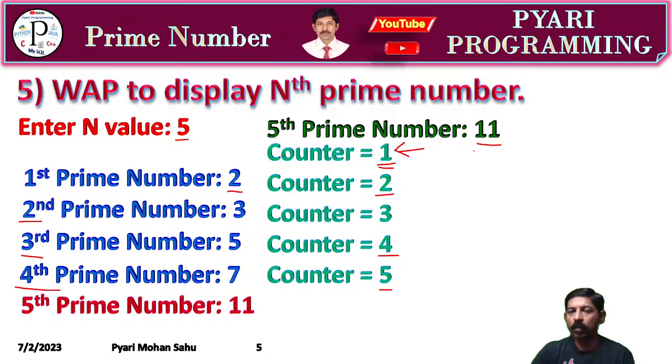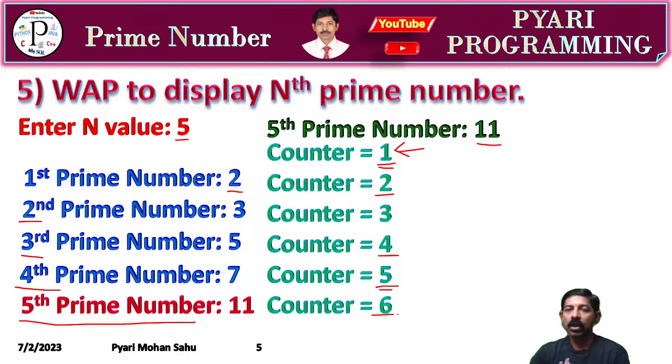My condition will be counter is less than or equal to 5. That's why counter less than or equal to 5 is true. It will look for the next prime number, which will be my fifth prime number. Now, once I got it, I will increase the counter again, 6. Now, 6 is less than or equal to 5, false. So, I will come out of the loop.